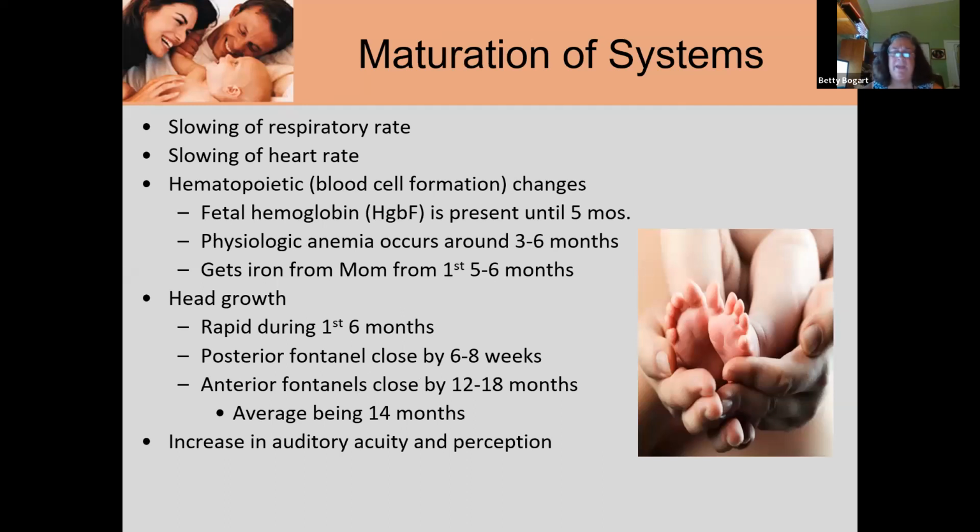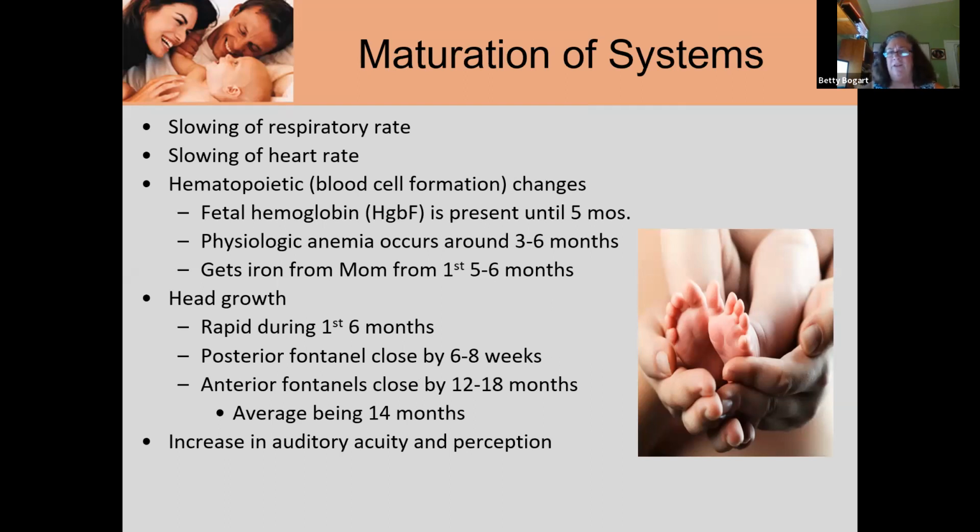Now, as children are getting older, you're going to see that their vital signs, the numbers, are going to come down. What do I mean? Well, we introduced that the heart rate for an infant is 140 to 160, right? That's normal at rest.